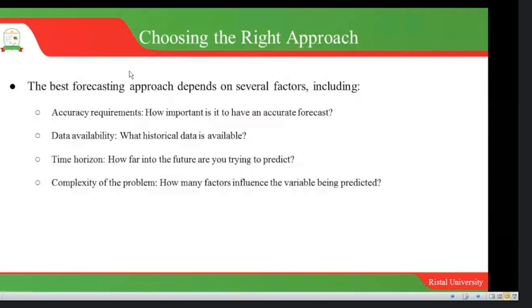So do more research on the methods, and also find out whether we have other considerations when choosing the right approach. So that is going to bring us to the end of discussion today.